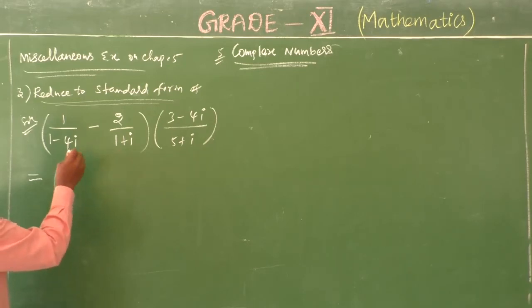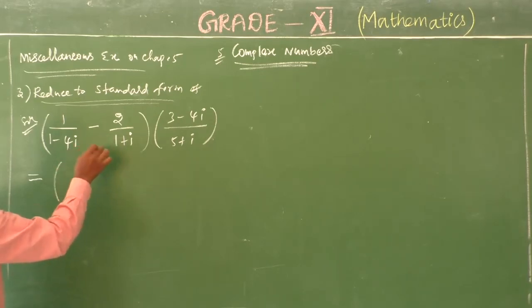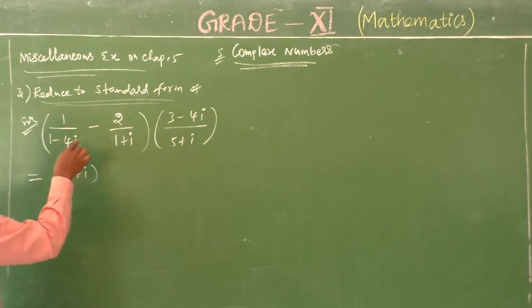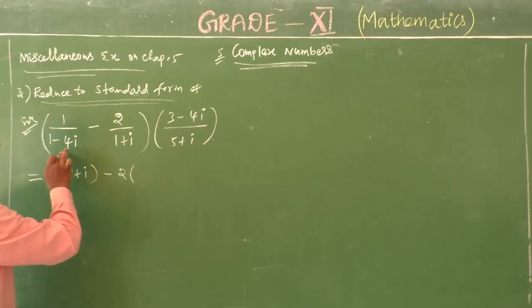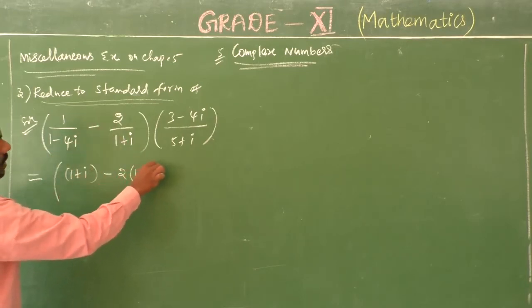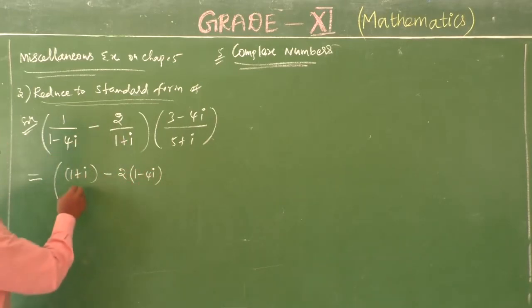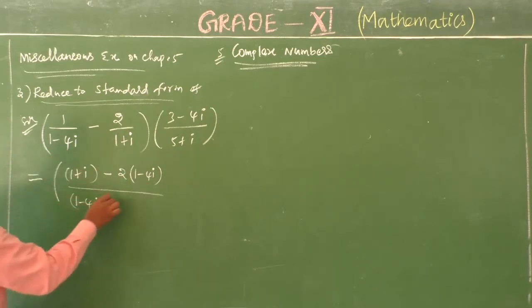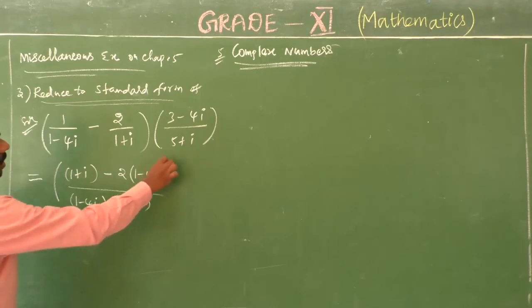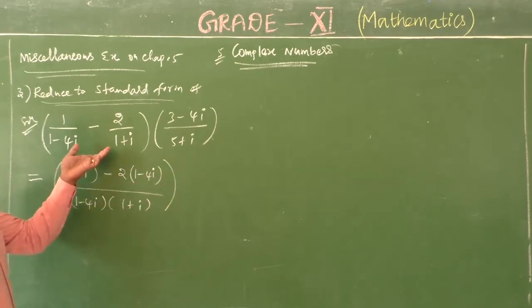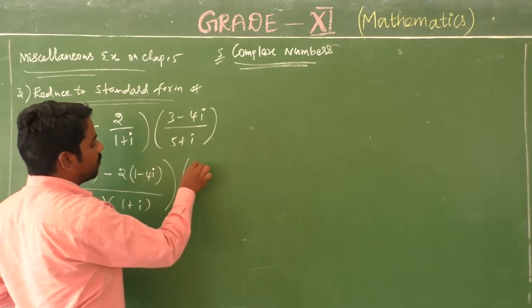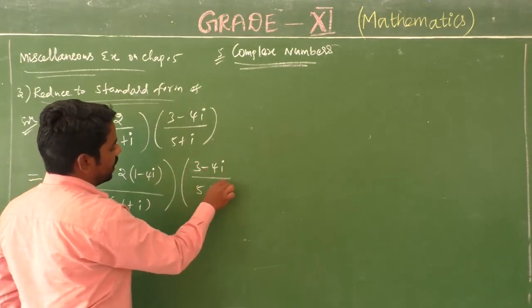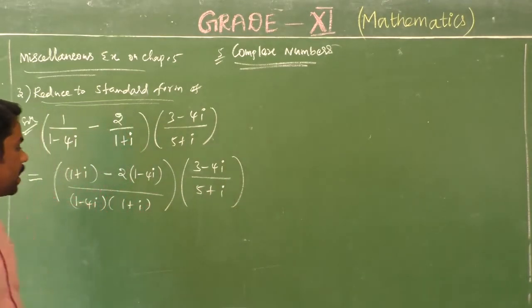Simplify this. So cross multiplication: (1 plus i) into 1 minus 2 into (1 minus 4i), divided by (1 minus 4i) into (1 plus i). Normal cross multiplication method. Into (3 minus 4i) divided by (5 plus i). Okay? Right.